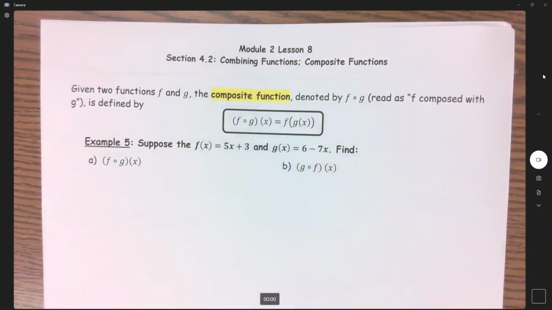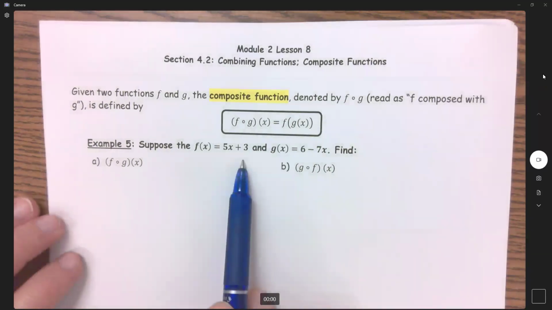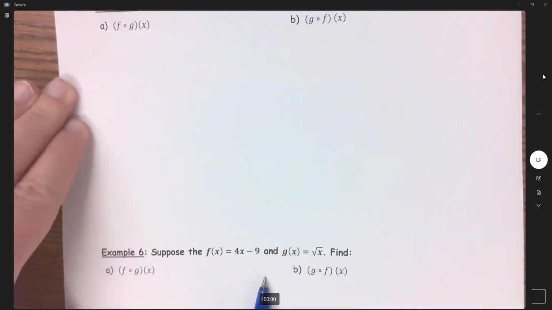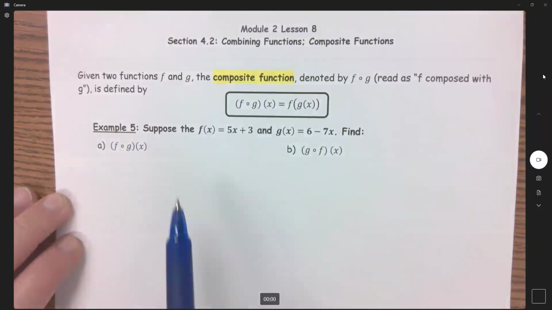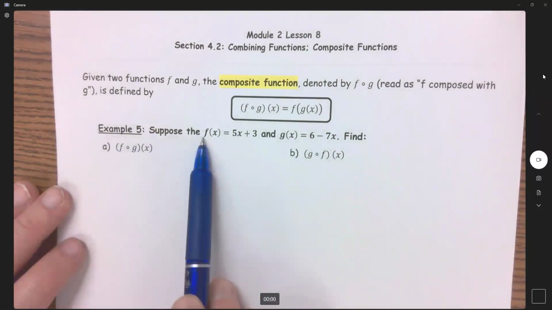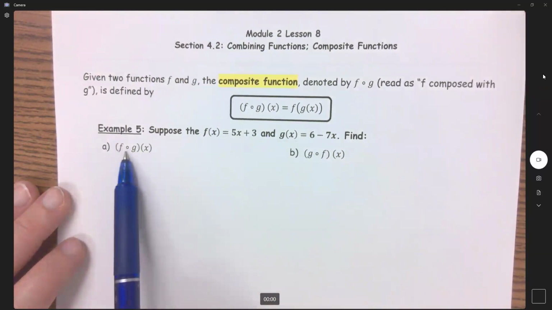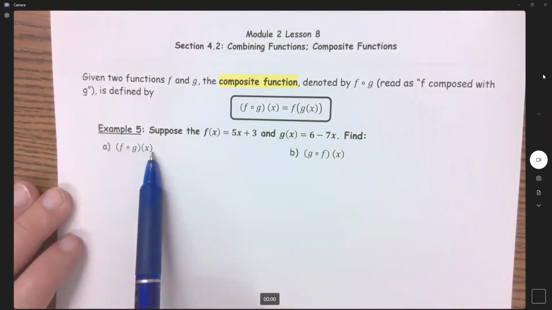So what we are doing when I have a composite is making a new function, but I am inputting a function inside of another function to give me its composite function. For example, in example 5, and then I want you guys to try to pause and do example 6 on your own. Example 5 says, suppose that f of x equals and g of x equals. Find f composed of g of x.